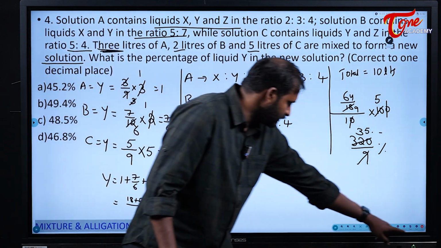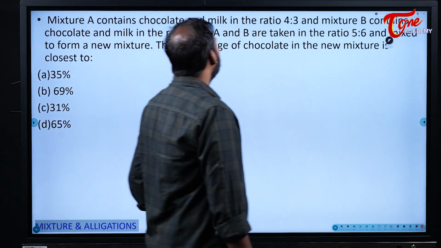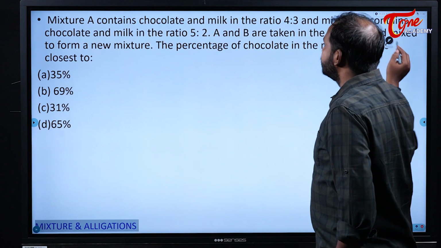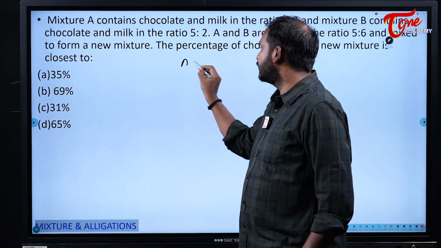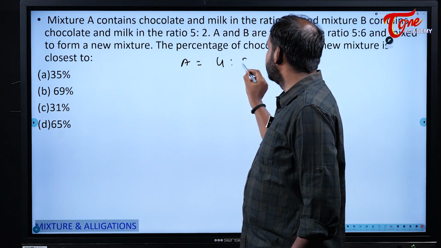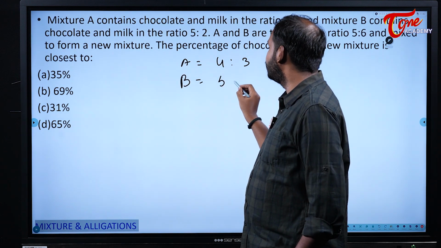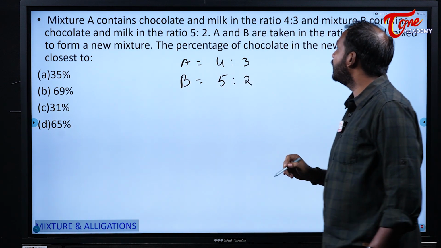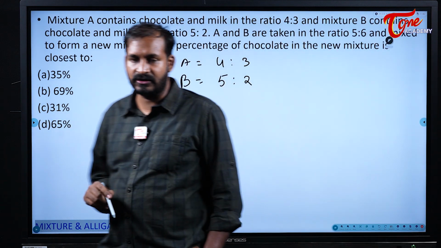Okay. Next one. Mixture A contains chocolate and milk in the ratio of 4:3. Mixture B contains chocolate and milk in the ratio of 5:2. A contains chocolate and milk in what ratio? 4:3. When it comes to B, B contains chocolate and milk in the ratio of 5:2. A and B are taken in the ratio of 5:6.